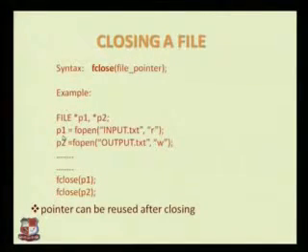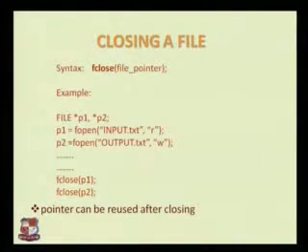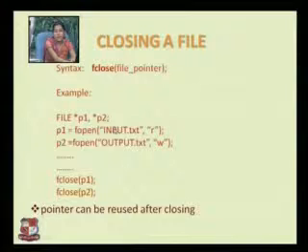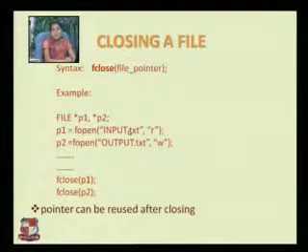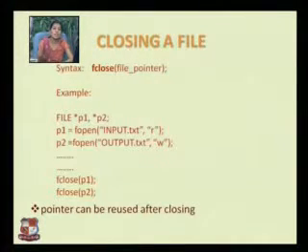If you have used this p1 pointer for input.txt, p1 is a link between your program and input.txt. Now you cannot use this p1 for another purpose, meaning you cannot write p1 is equal to fopen output.txt. Why? Because p1 is already pointing to input.txt and the link has been already established. Once you close that file, after that the link is broken, then only you can use p1 is equal to fopen output.txt, right?